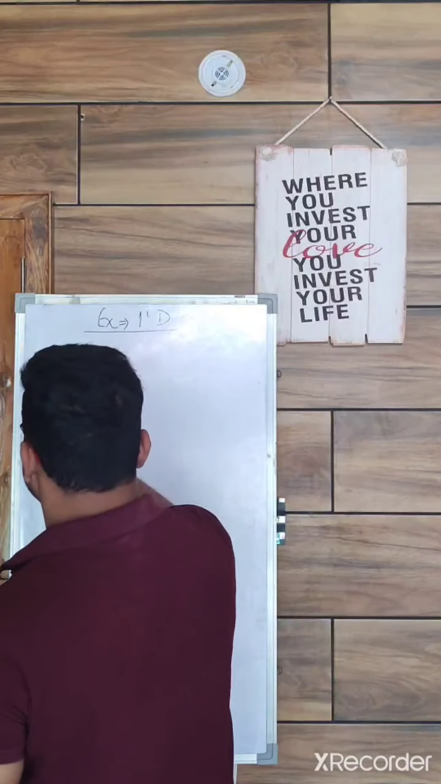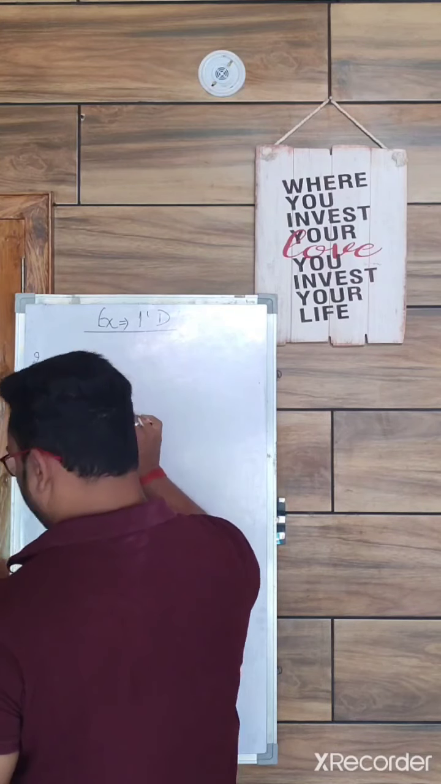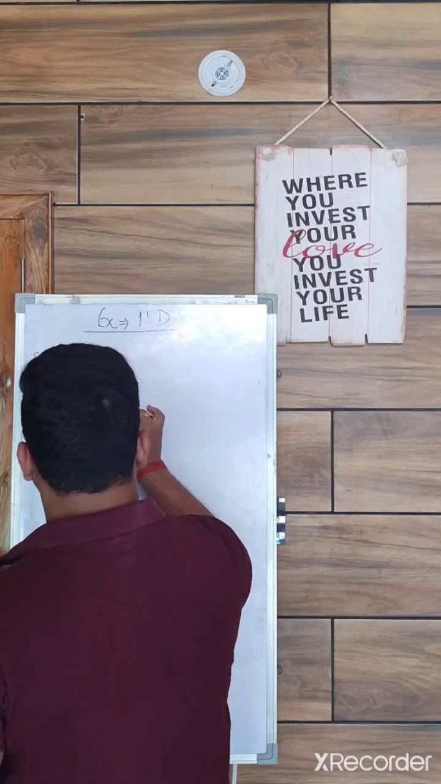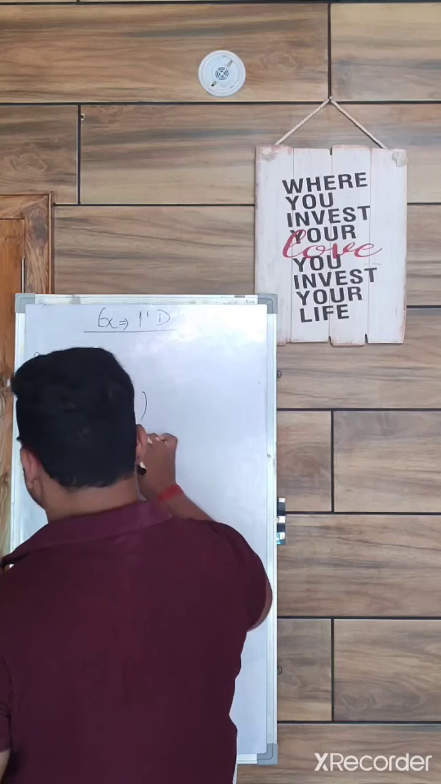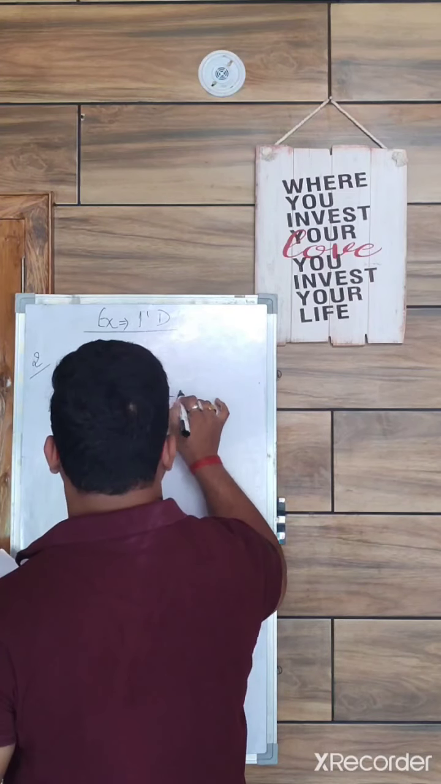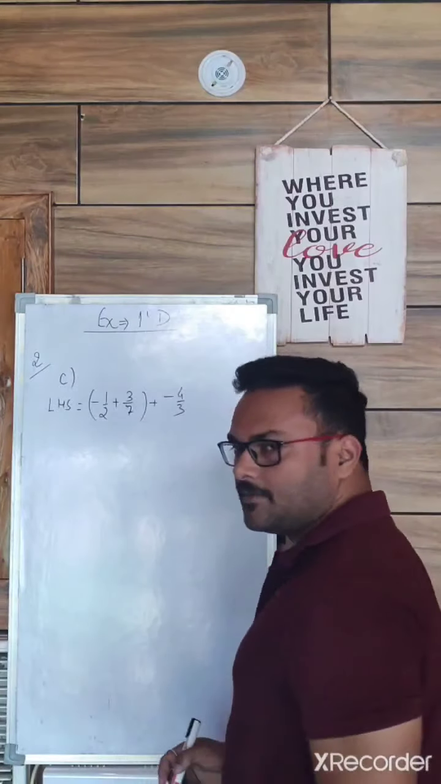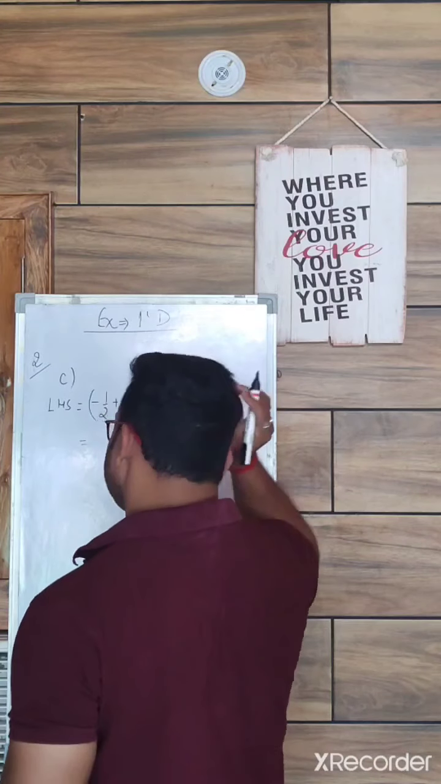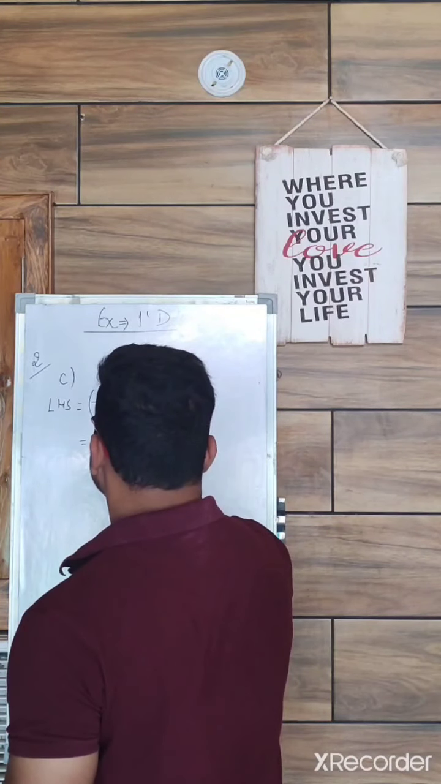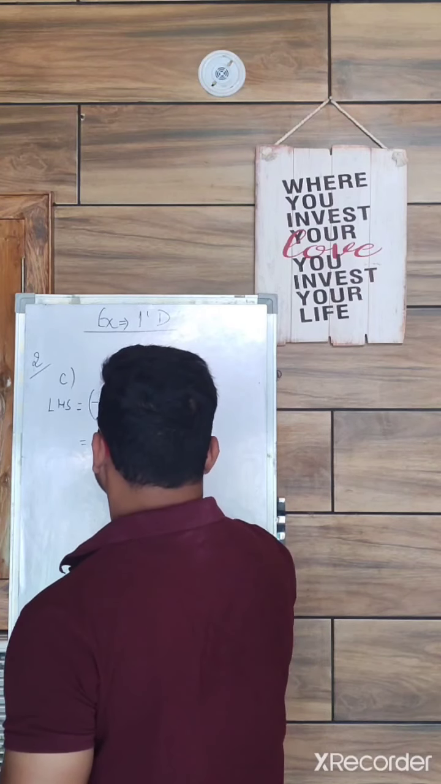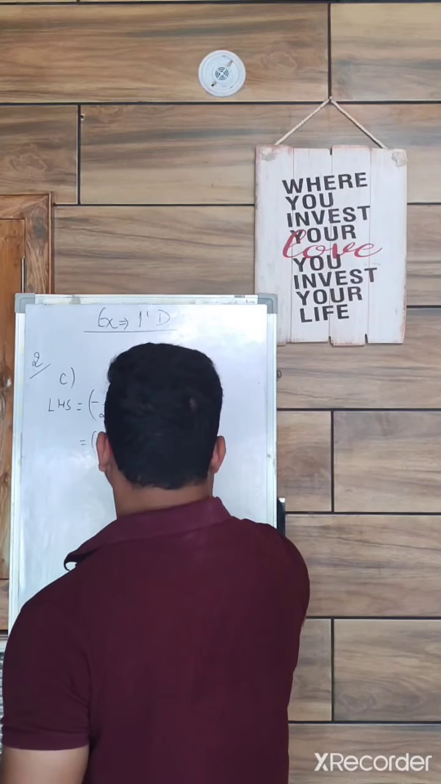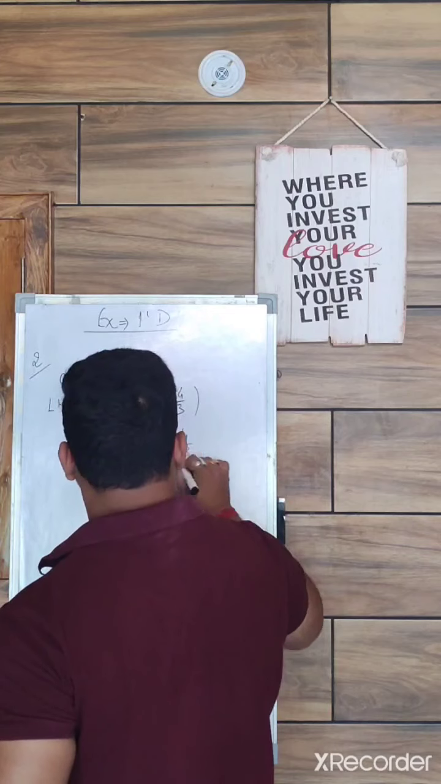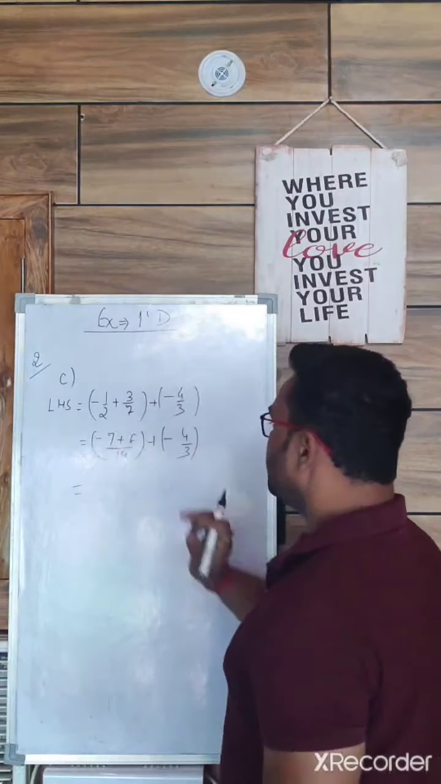So let us see LHS. Let us take LHS first. Minus 1 by 2 plus 3 by 7 plus minus 4 by 3. So whatever is given in the bracket we have to solve first. We have to take LCM. So 14 will be the LCM. Okay. So here minus 7 plus 6 upon 14 plus minus 4 by 3. Okay. So minus 7 plus 6.